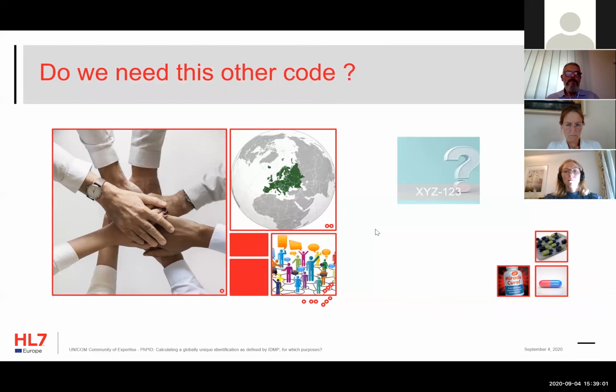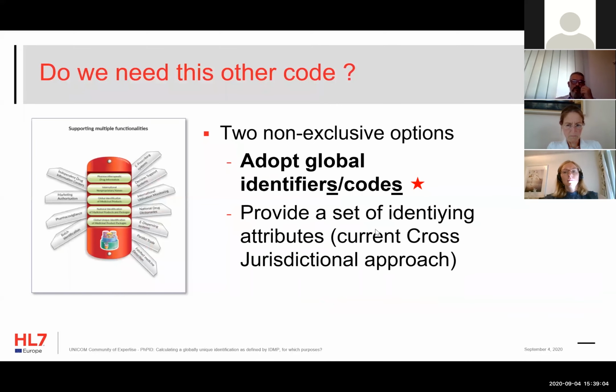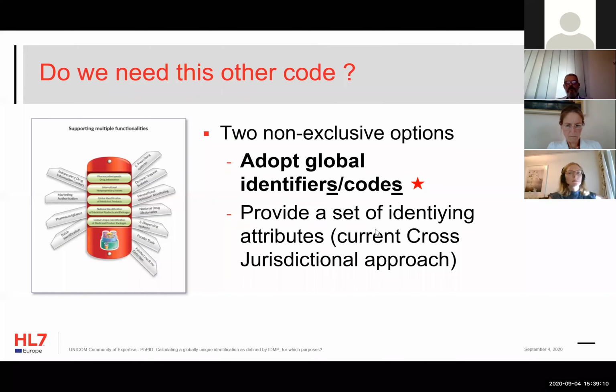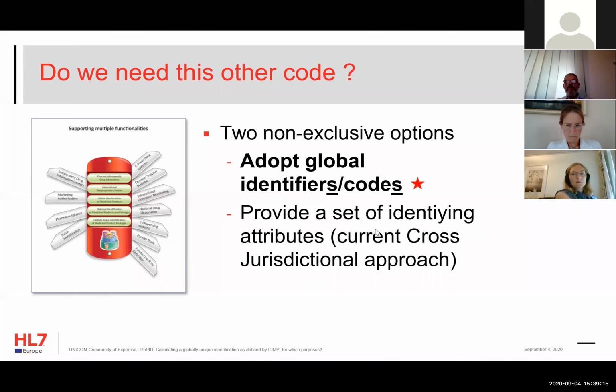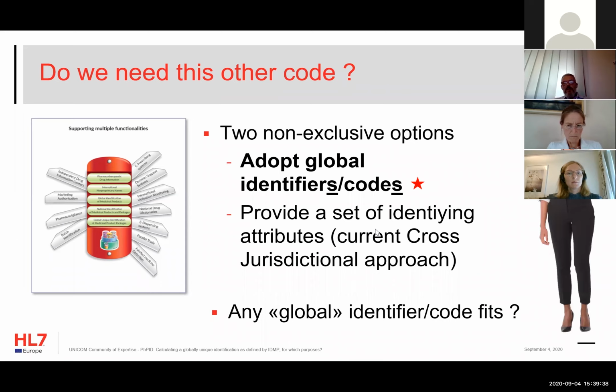So, next. What is the usual approach, or what are the possible solutions to try to resolve that? These are two not mutually exclusive options. We can rely on some global identifier code to try to address that. We can try to provide a set of identifying attributes that describe the product, and this is somehow the current approach used across jurisdictions. But one of the questions, next, is: what are the characteristics?